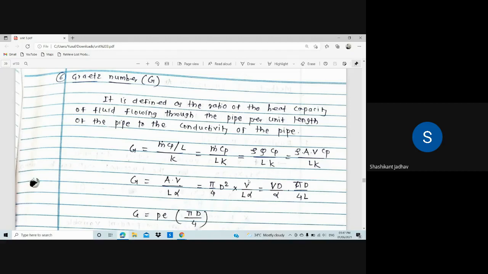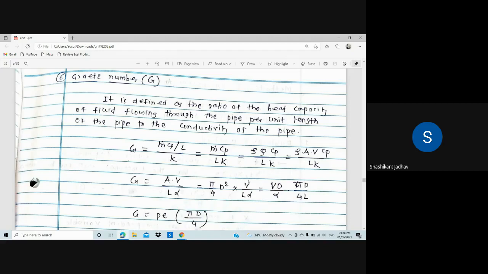Per unit length of the pipe to the conductivity of the pipe. What is meant by Graetz number? It is defined as the ratio of heat capacity of fluid flowing through the pipe per unit length of the pipe to the conductivity of the pipe.